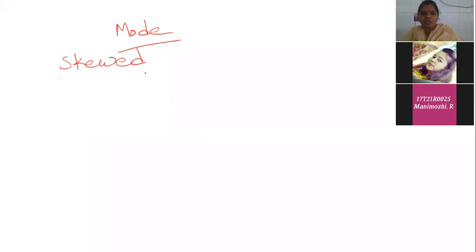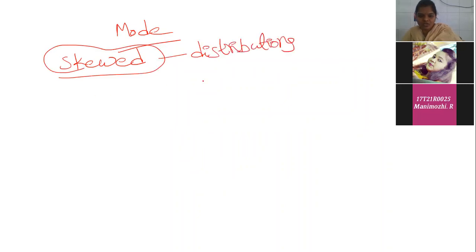Then your mode may have two types of skewness. S-K-E-W-E-D, skewed. So it is called mode in symmetrical and skewed distributions. You just write down: mode in symmetrical and skewed distributions.